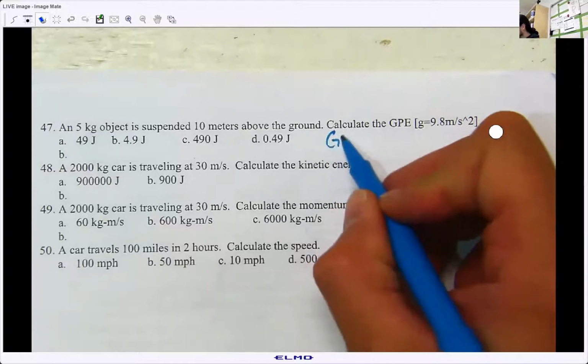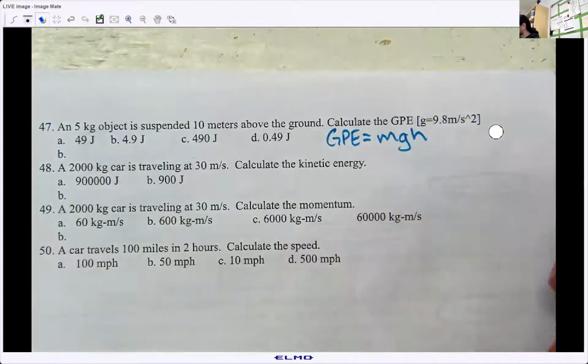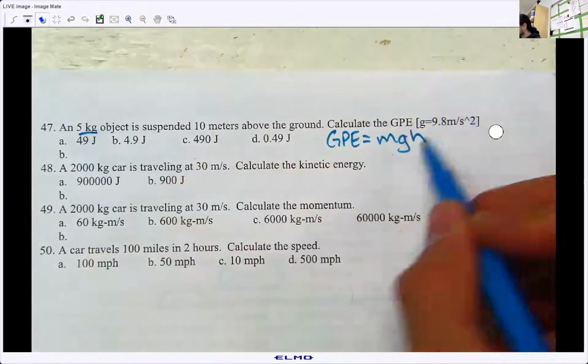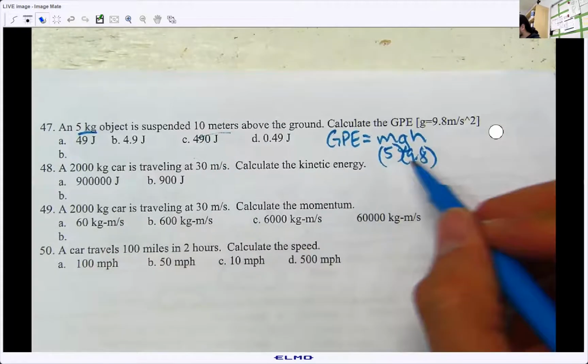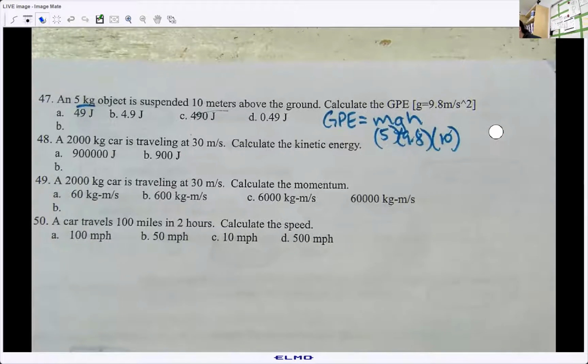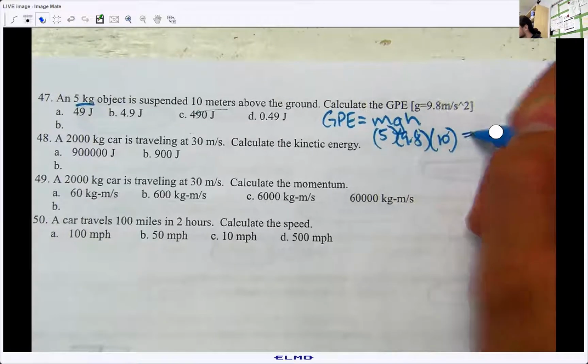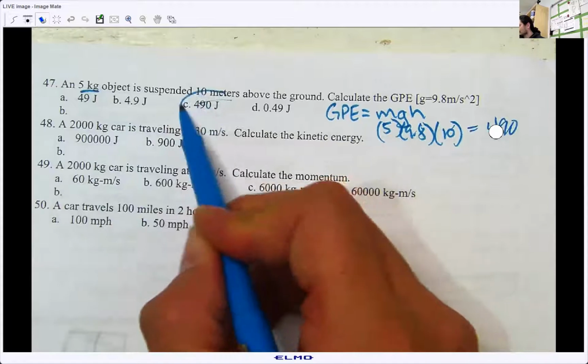Calculate gravitational potential energy. GPE is equal to mass times gravity times height. Here's the mass, it's 5 kilograms. Gravity is 9.8, and the height is 10 meters. So we want to pick the one that when we multiply all three of these will give us the correct energy. If I multiply all of these together, I'm going to get 490.